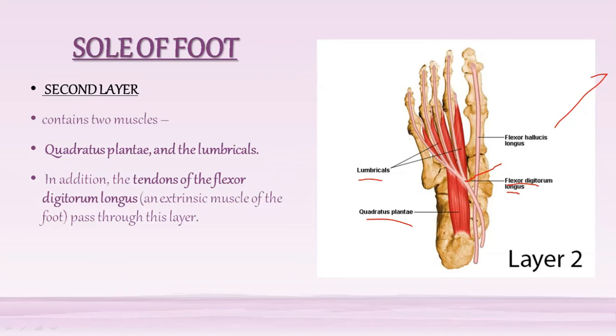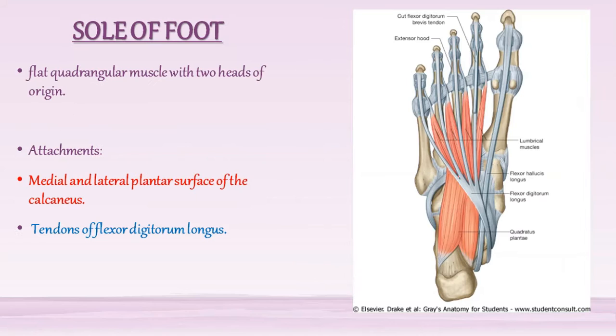This tendon has a significance in the second layer because the two muscles of the second layer arise or insert from this tendon. So the first muscle is the quadratus plantae. Look at this muscle, the quadratus plantae. This whole is the quadratus plantae muscle, which is a flat quadrangular muscle with two heads of origin.